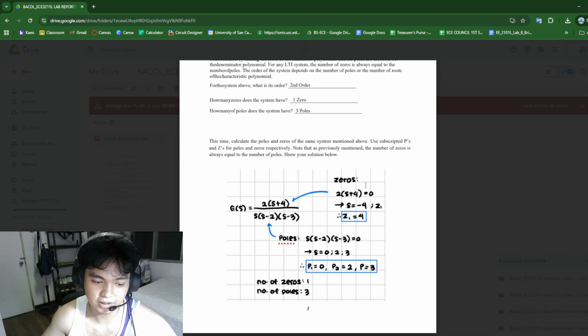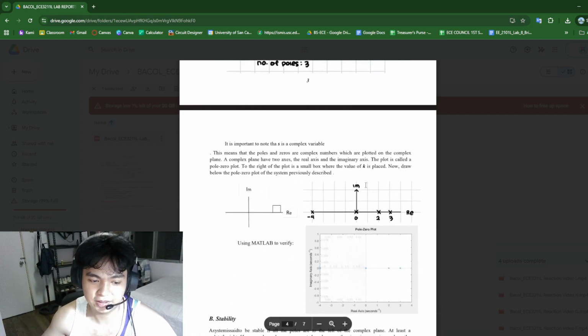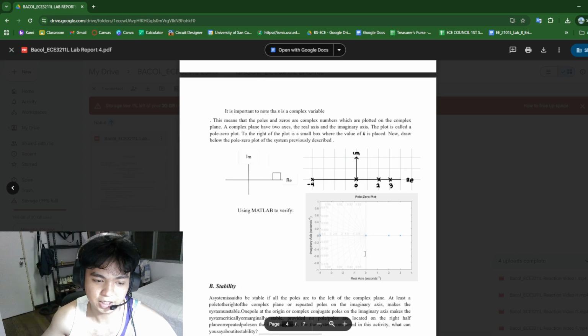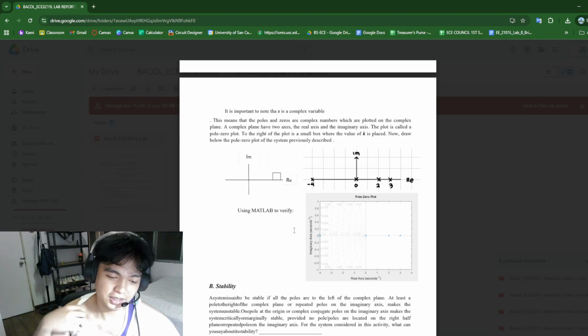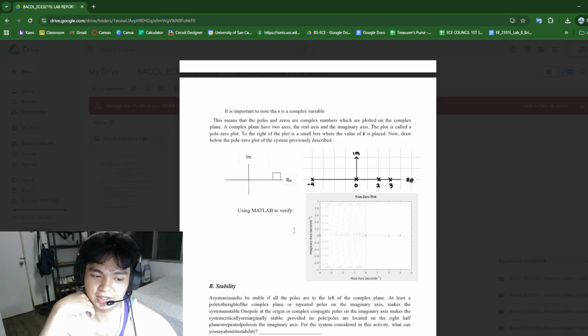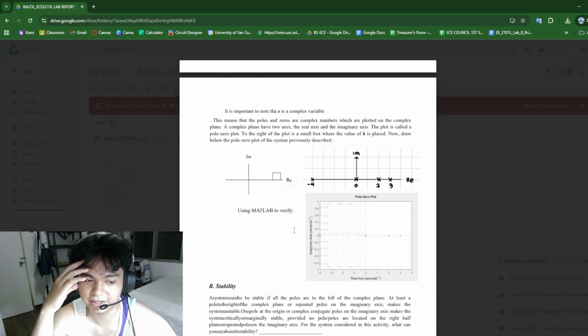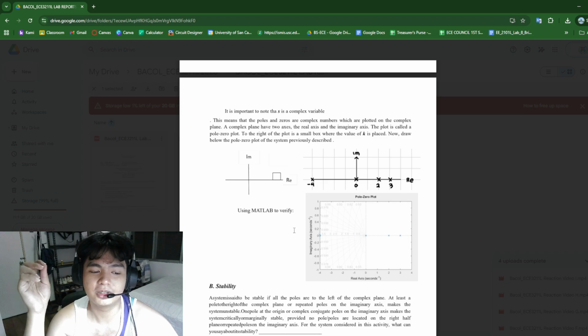And then I plotted the poles and zeros on the complex plane. And here's my MATLAB sketch to verify. So there are poles at s equals 2 and 3, which are in the right half plane, which signifies that the system is unstable since it's in the right half plane. And because in control systems, even if one pole is in the right, it makes the whole system unstable.